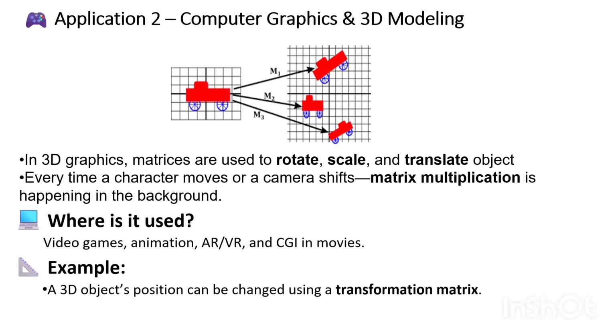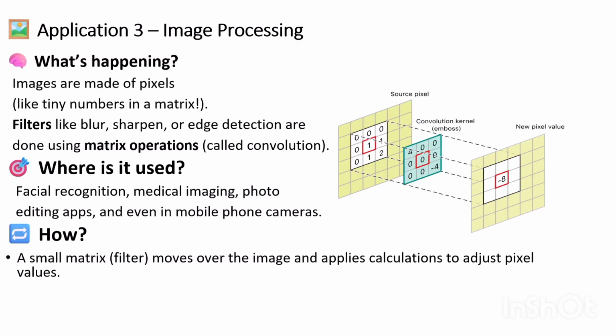In computer graphics, matrices are used to move, rotate, or zoom objects. If you play a 3D game or watch animation, remember, matrices are working behind the scenes. They help in building 3D models and camera movements in a digital space.